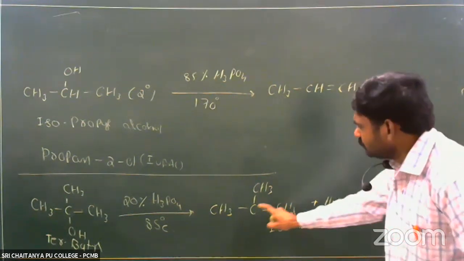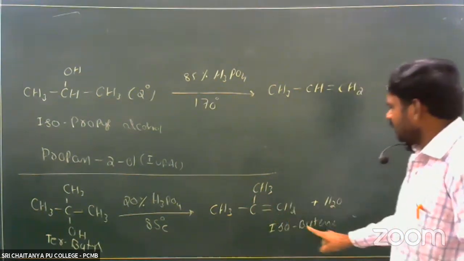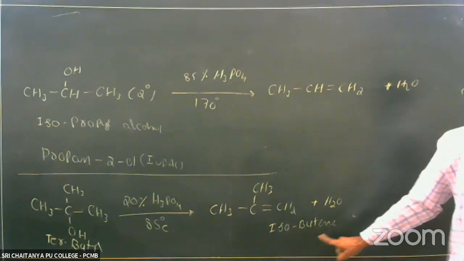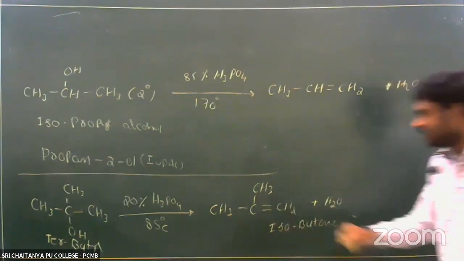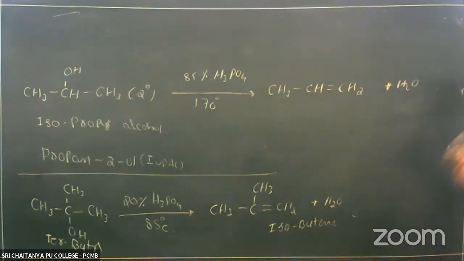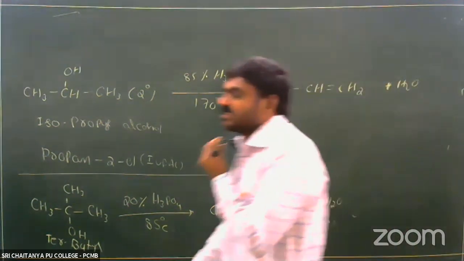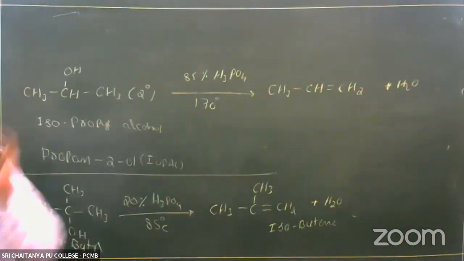Isobutene: 1, 2, 3, 4 carbons, and the carbon contains a double bond. So isobutene is in the form of iso, so it is called isobutene. These are the dehydration reactions of alcohols. It is a very important property.